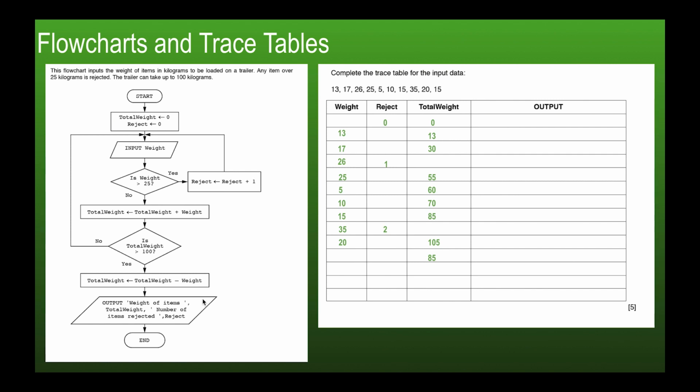Then we come down to here and output the weight of the items. So that was the bit here in speech mark. The weight of the items, space, total weight, which was 85, comma, space, number of items rejected, and then the variable reject, which was 2. We never had to enter number 15. So the data was there, but it never got entered because we reached over the 100 limit. And that is our second trace table. I hope you did well on that one.